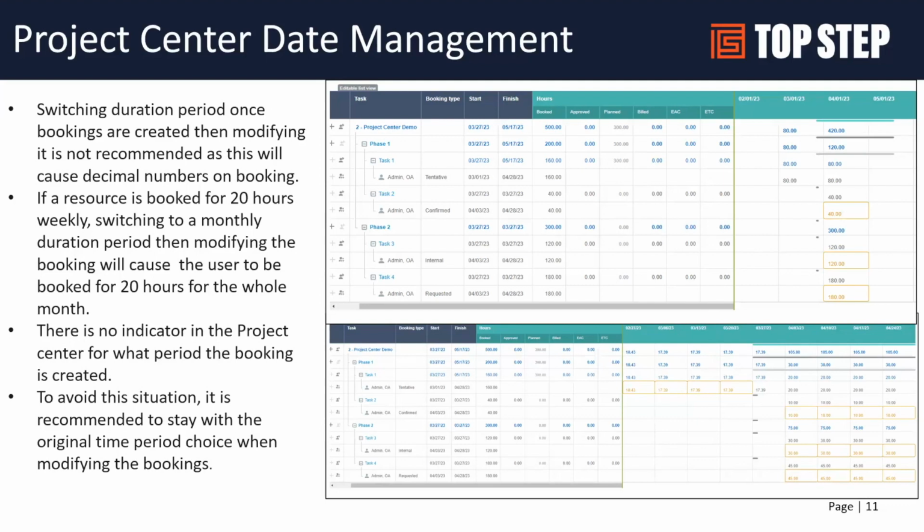For example, if a resource is booked 20 hours a week, you switch to monthly, then modify the booking, it will cause the user to be 20 hours a week for the whole month. So be aware, flipping back and forth has generally not worked out very well. So most customers will say, well, I'm going to look at this weekly, or I'm going to look at this monthly, and go from there.